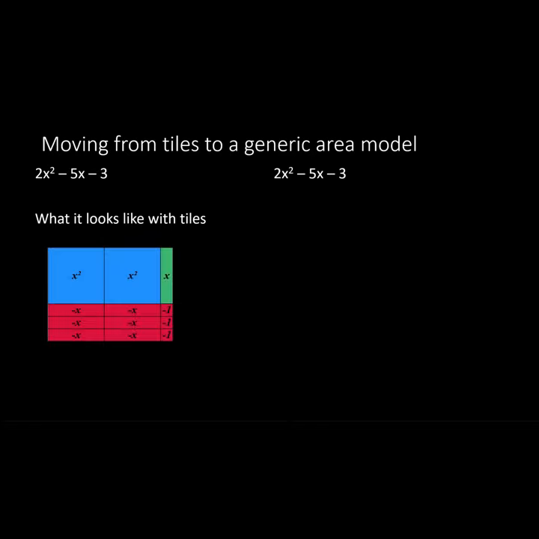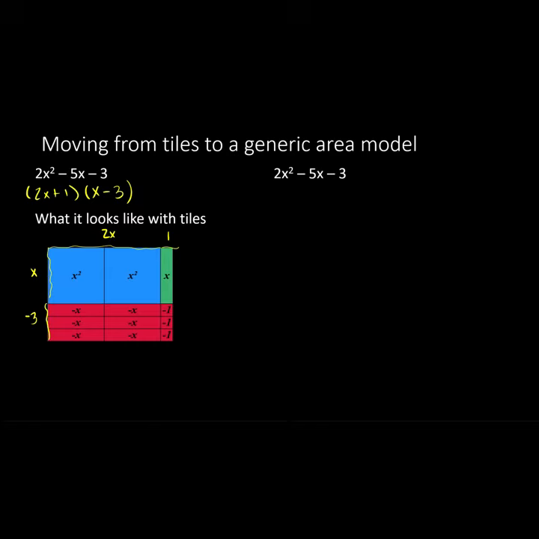As an example, let's look at 2x squared minus 5x minus 3. Now, with the algebra tiles, it looks like this. You've got two x's going across and then a positive 1 out here. So one of the factors is 2x plus 1. And then coming down here for the height, we have x, and then we have minus 3 x's for our height. So our other factor is x minus 3.